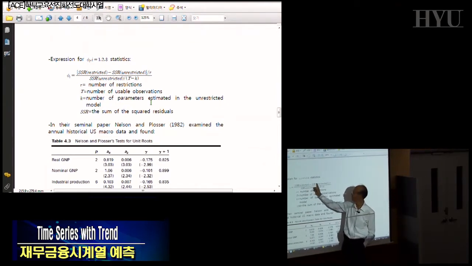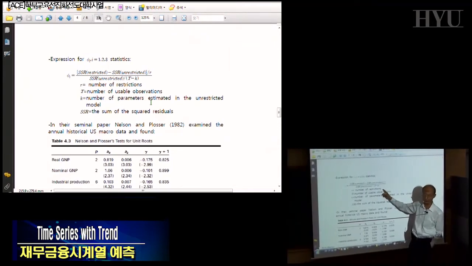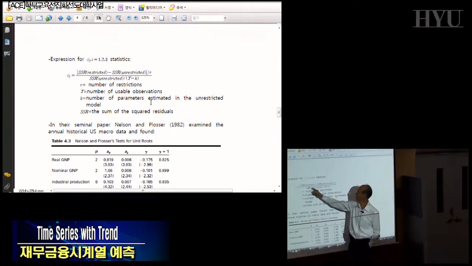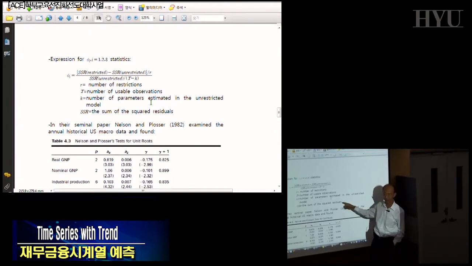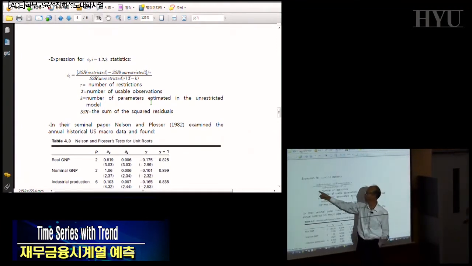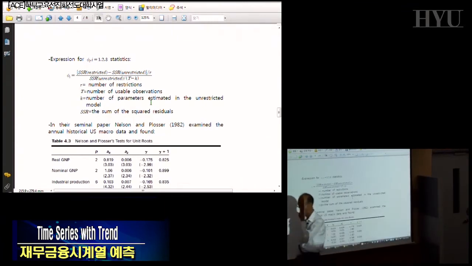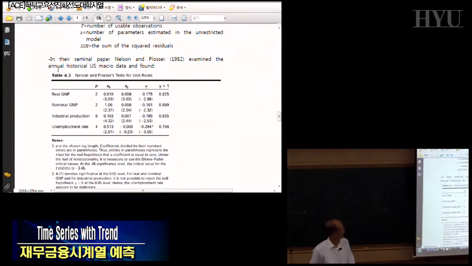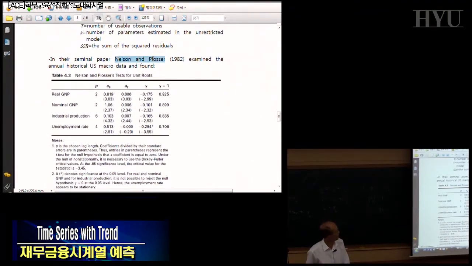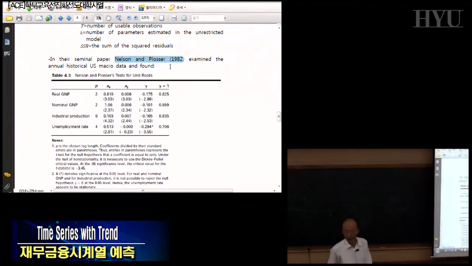Take the difference, divide it by the number of restrictions, and again this number is the number of effective or usable observations, and K is the number of parameters estimated in the unrestricted model. So these are all defined, then you can calculate versions 1, 2, 3. This is borrowed from a seminal paper by Nelson and Plosser in 1982, so a long time ago.